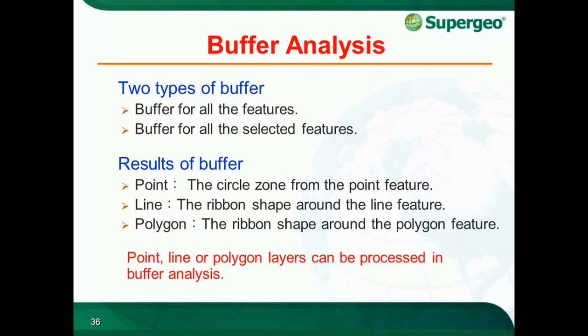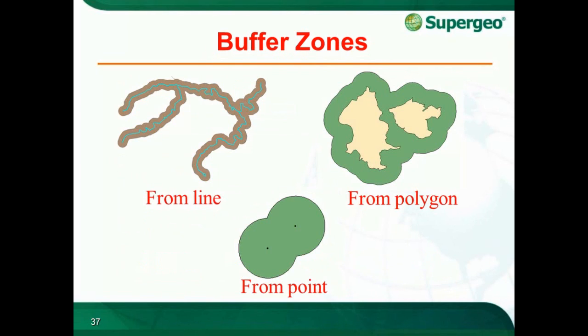And in SuperGIS, we can choose to buffer all the features or buffer only the selected features. However, choosing a different target layer to store the buffer features will cause a different buffer effect. This example shows choosing different target layers to store the buffer features. For point layers, there will be a circle zone around the point features. And for line or polygon layers, there will be a ribbon shape around the features.